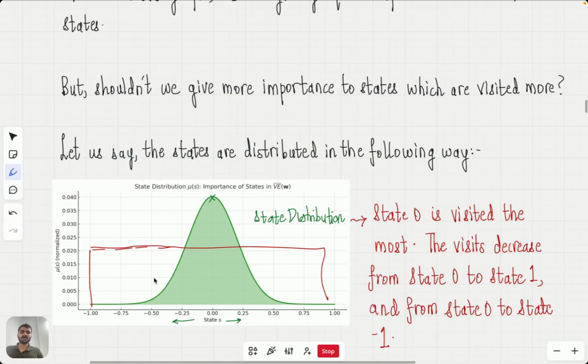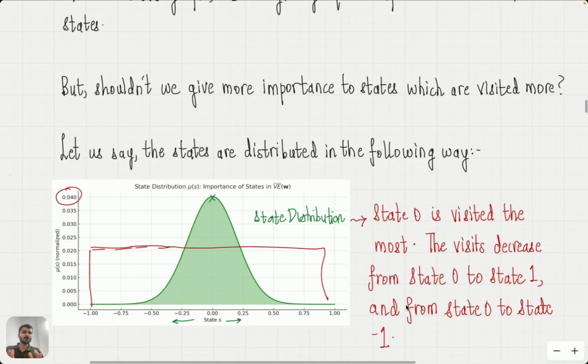But we are going to assume that we have a state distribution which looks like this green mountain with a single peak. So here what happens is that state 0 is visited the most number of times and the visits decrease as you move towards the left and towards the right. And this value is captured in terms of probability. So here the value is 0.04, which is the maximum value, and it dies down. So this is called the state distribution, where the states which have more probability of visiting have a higher value, and the states which have low probability of visiting have a lower value.